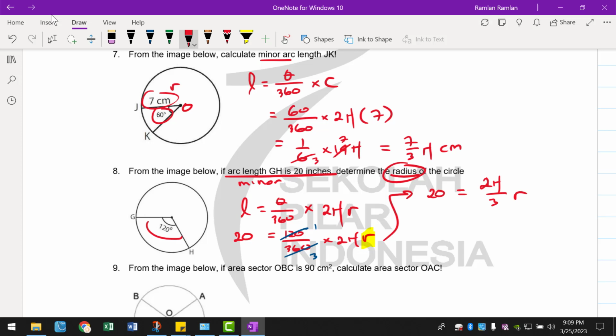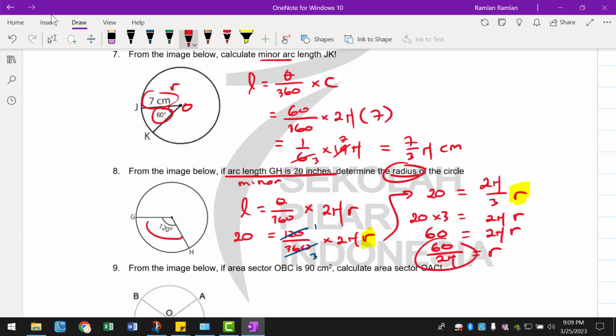Okay, that's it. And then again, because we want to find the r, we need to divide both sides by 2 pi over 3, or multiply by 3 first, and then divide by 2 pi, right? I'm going to do it one by one. I'm going to remove this 3, so I need to multiply both sides by 3, so that'll be 20 times 3 equals 2 pi r. That'll be 60 equals 2 pi r, and then I'm going to divide both sides by 2 pi. That'll be 60 over 2 pi equals r.